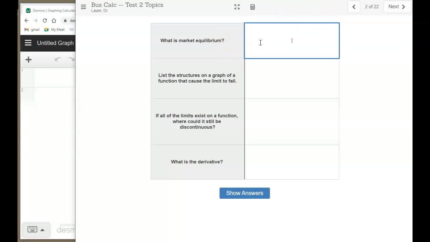So what is market equilibrium? That's when supply equals demand.